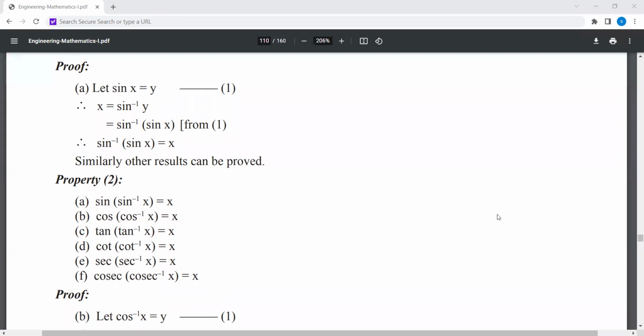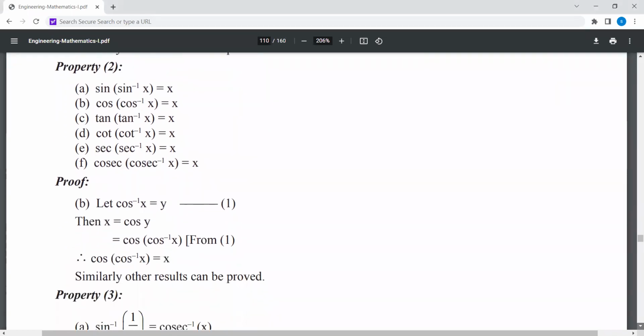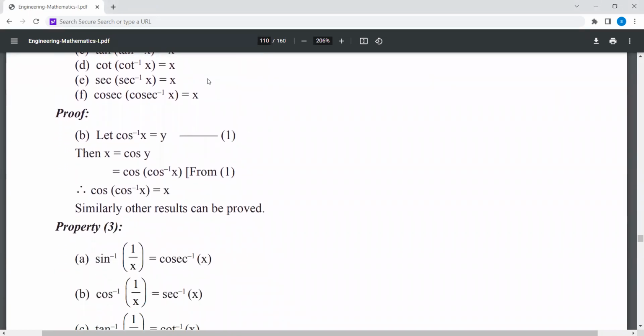Proof of property 2. Let cos inverse x be equal to y. This is equation 1. Transferring the cos inverse to the other side, x is equal to cos y. The value of y is cos inverse x, so at the place of y, put cos inverse x from equation 1. Cos of cos inverse x is x. Therefore, our result is proved.